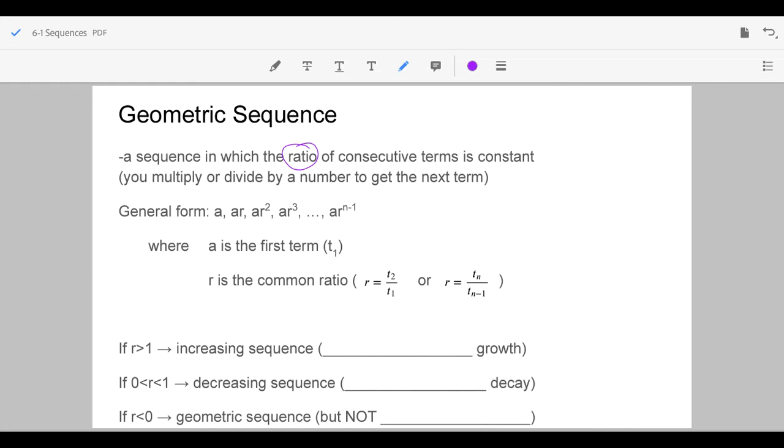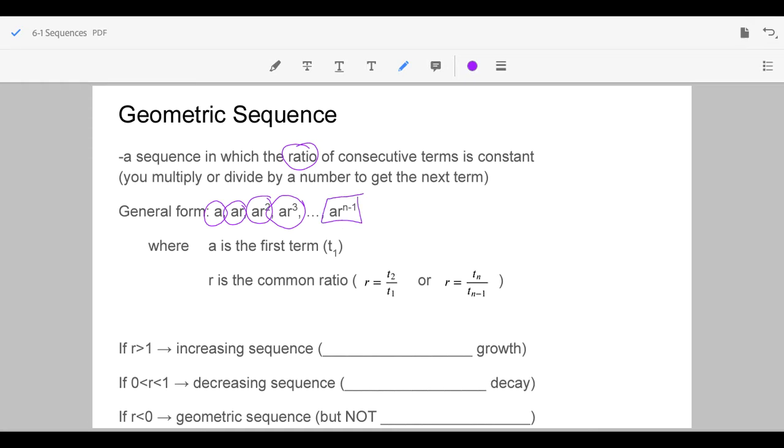Okay, so the general form is we have a, just like before, that's our first term, and then we have our common ratio, so whatever we're multiplying or dividing to get to the next term, so a times r. Then we have a times r times r, which is r squared, a times r times r times r, which is r cubed, all the way up to a times r to the exponent n minus 1.